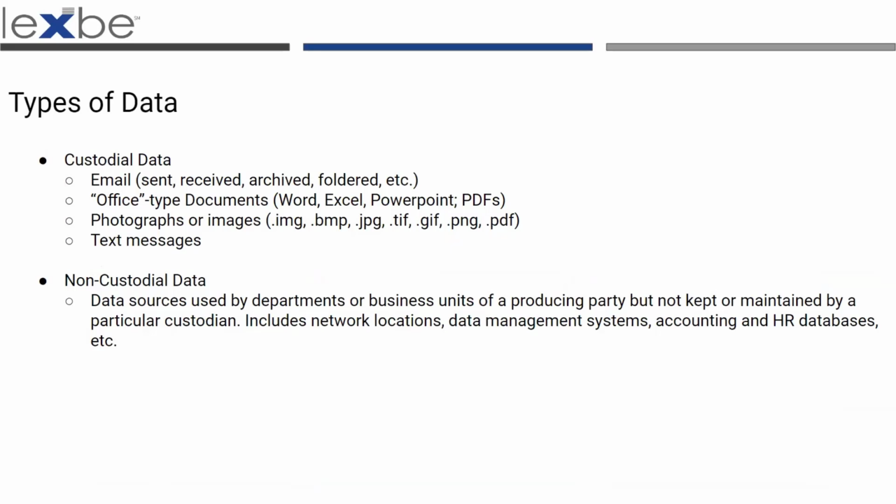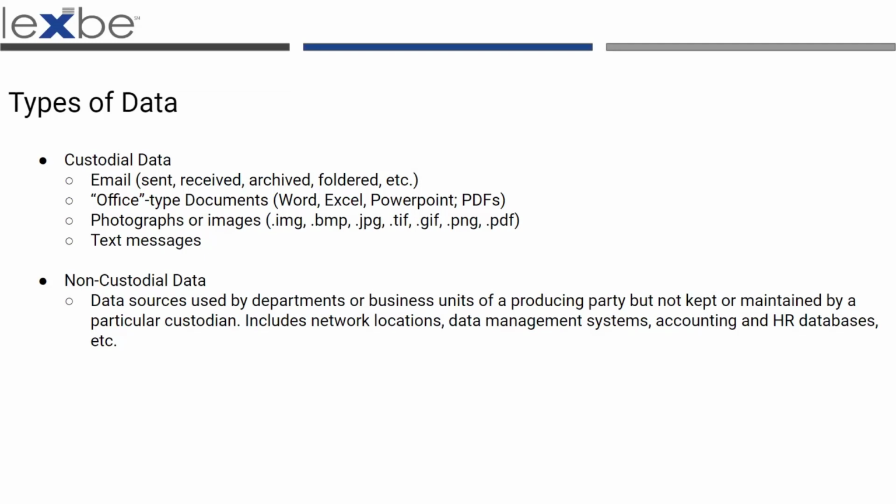So let's look at some types of custodial data. Email data, whether they be sent emails, received emails, archived emails, emails that have been sorted into folders. Email data is quintessentially custodial data. If you're the owner of an email account, you maintain possession, custody, and control of those emails that are sent and received through that email account.